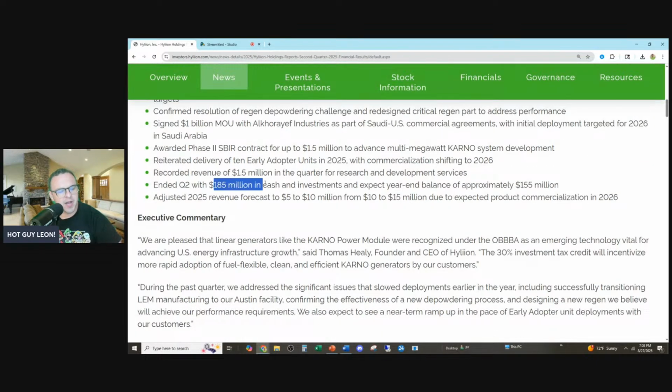Into the quarter with $185 million in cash. God, you clowns gave them so much money. An expected year-end balance of $155 million. Okay, so in 6 months, they are expecting to burn, what, $30 million of cash? God, this company just devours cash. What's Healy's salary? Adjusted revenue forecast, $5 to $10 million from $10 to $15 million due to expected product commercialization in 2026. Okay, so they adjusted their revenue forecast down.